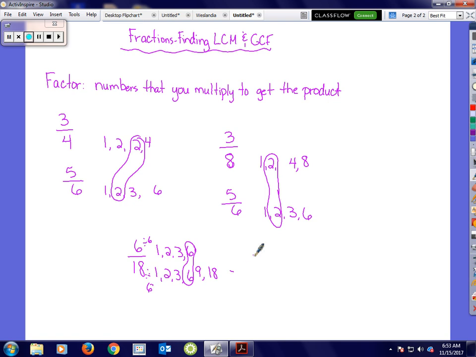So then my answer is 6 divided by 6 is 1, and 18 divided by 6 is 3. So it would be 1/3. Hopefully that's now coming back to you.